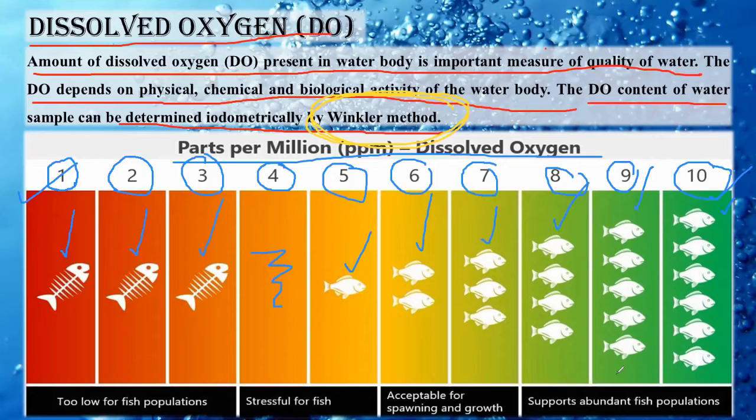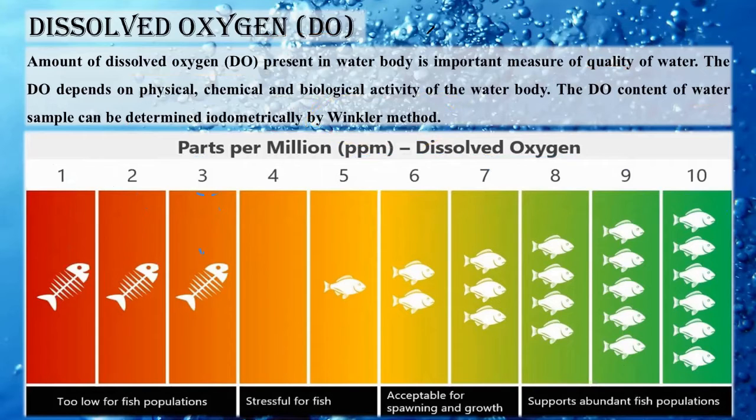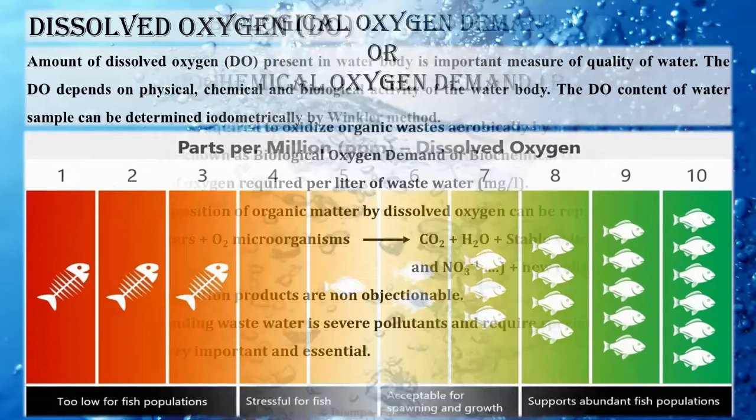So the amount of fishes directly depends on the amount of DO present in water. Now, one more thing you need to know is that this is not only about fishes, right? It is all about all aquatic animals.